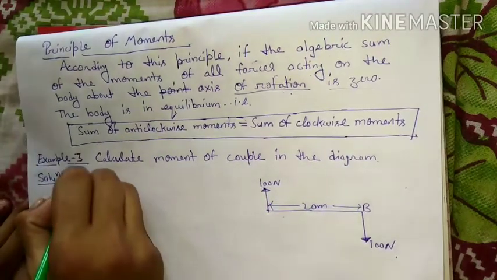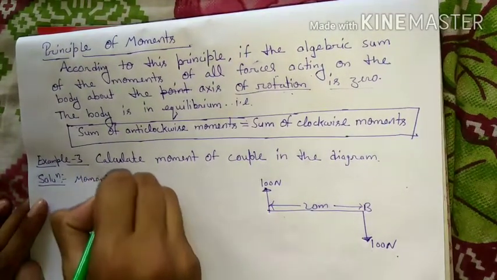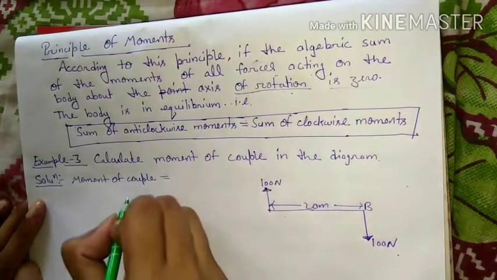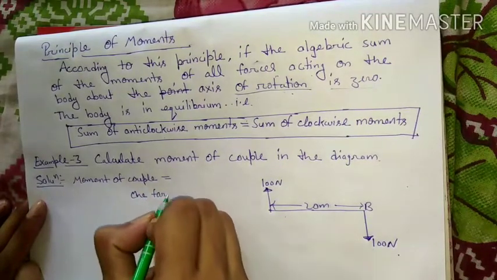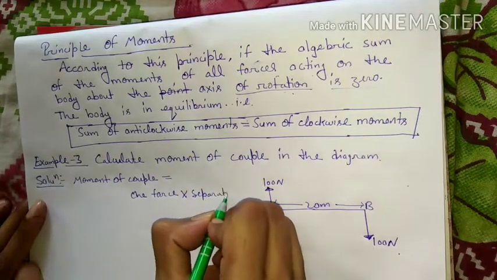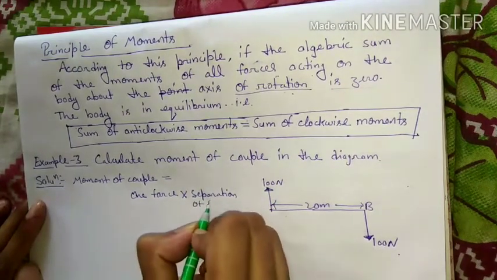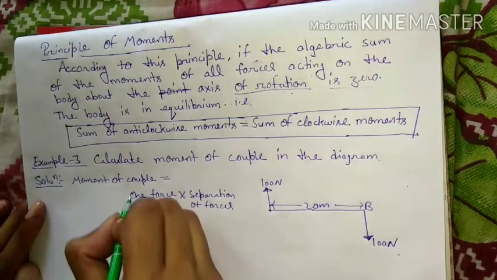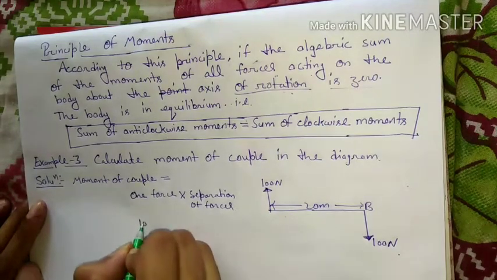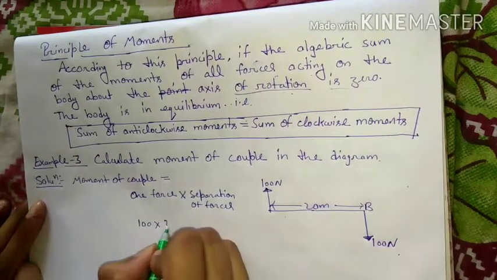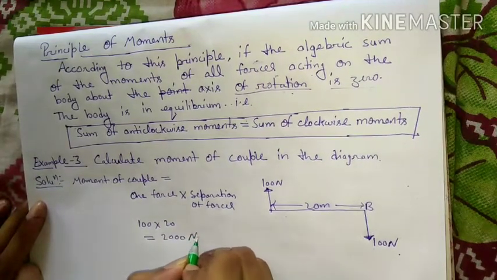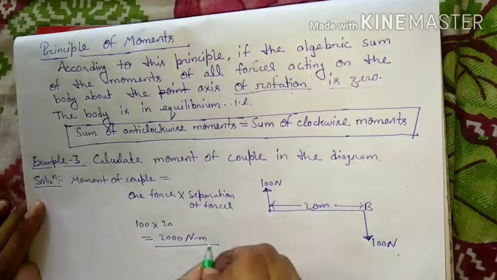We know that moment of couple is equal to one force into separation of forces. One force into separation of forces means 100 Newton into 20. This will equal 2000 Newton meter. This is the answer.